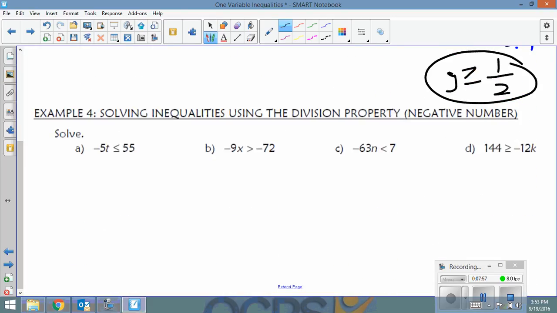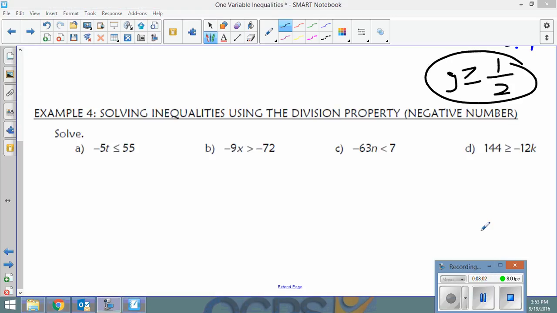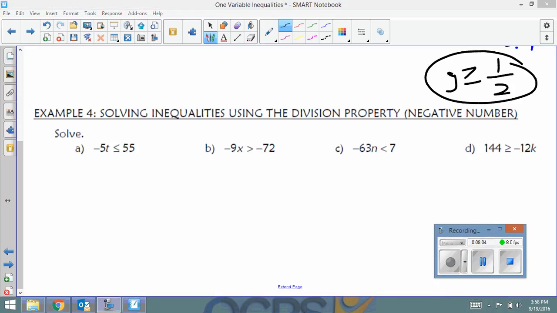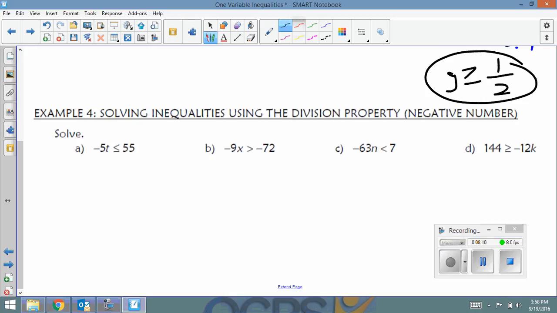Okay, here's where it's slightly different. So the rule here is if the number in front of the variable is negative, then we have to flip the sign. So what I mean by that, see here how there's a negative 5 in front of that t. So when we divide by negative 5 on both sides, these go away. You're left with t. On this side, it's going to be negative 11. But this sign in the middle flips the other way. That's what happens there.